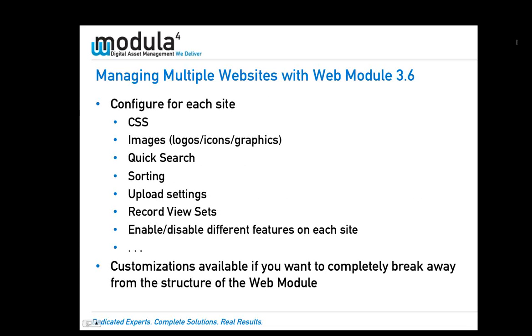Some of the things that you can configure for each site in this way are the CSS. You can have separate CSS for each site. The images that are used to build the page, so things like logos, icons, and the other graphics that are part of the HTML of the page. As well as some of the DAM-related things like quick search, sorting, the upload settings that are available in Web Module now, record view sets. You can also enable and disable different features for each site, and we'll show a little bit of that, and other things as well that can be configured in this way.